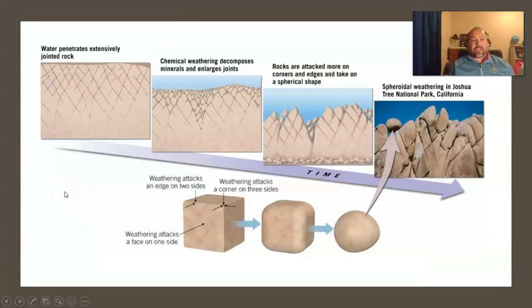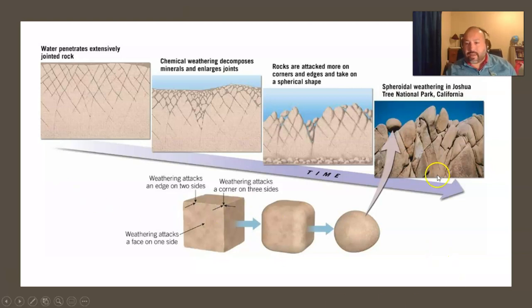Another look at it. In this case, water again penetrates extensively jointed rock. Chemical weathering decomposes minerals and enlarges these joints. Rocks are attacked more on corners and edges. And then we have spheroidal weathering happening where, because the weathering attacks the edges, because the edges are weak spots, you get this square thing that becomes a little more rounded, and then eventually you've rounded it off completely.